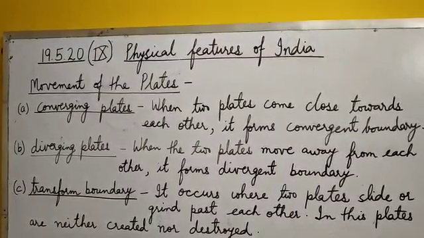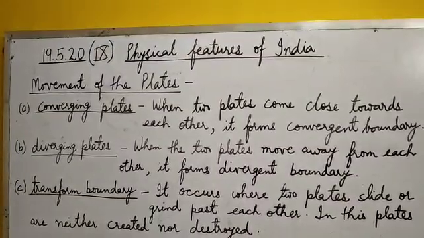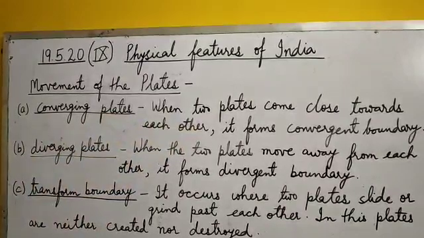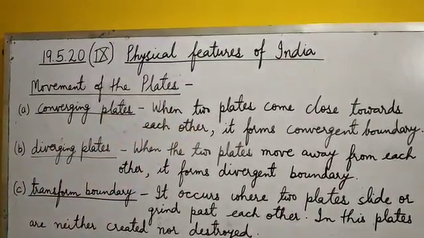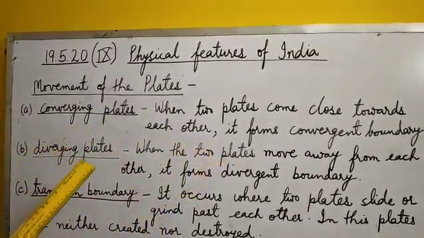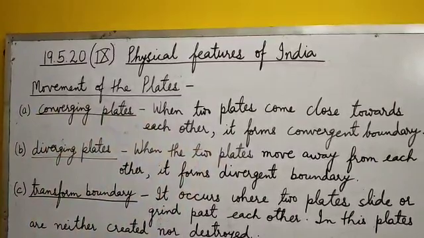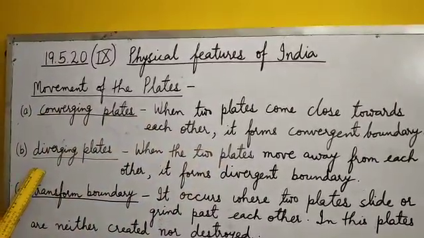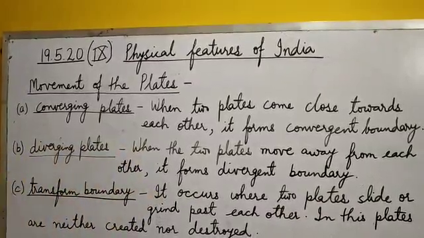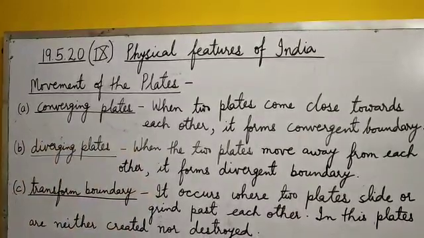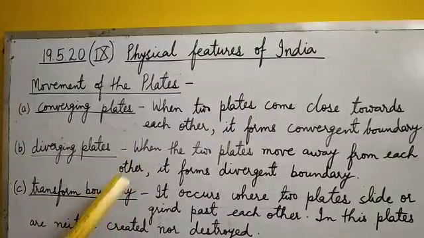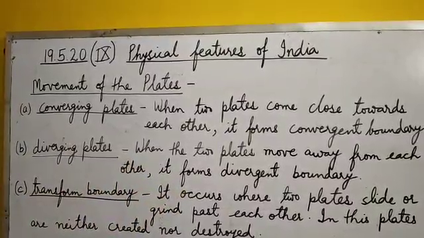So what are converging plates? When two plates come close towards each other, this motion of plates is known as converging motion, and the boundary between these two plates is a convergent boundary. Diverging: when two plates move away from each other, this motion is known as diverging plate motion, and the boundary between these two is a divergent boundary.